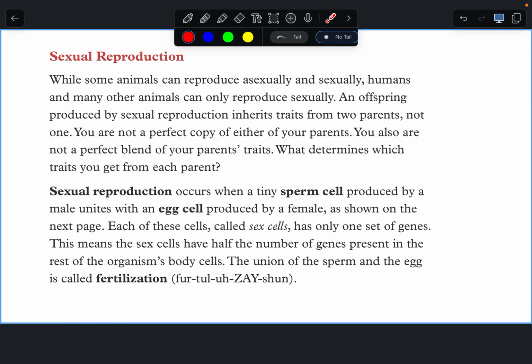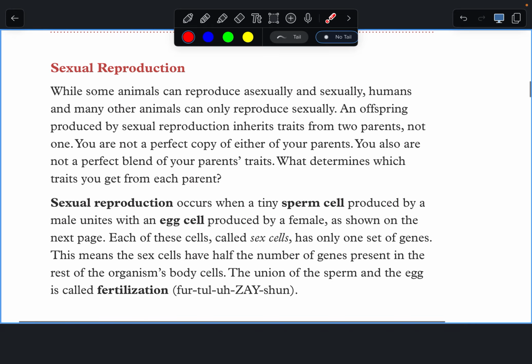Welcome back to the reading for Activity 3, Reproduction, on page 16. Sexual reproduction. While some animals can reproduce asexually and sexually, humans and many other animals can only reproduce sexually. An offspring produced by sexual reproduction inherits traits from two parents, not one. I'm going to highlight that because that is a very important statement and something that really sets apart sexual reproduction from asexual reproduction is having two parents.